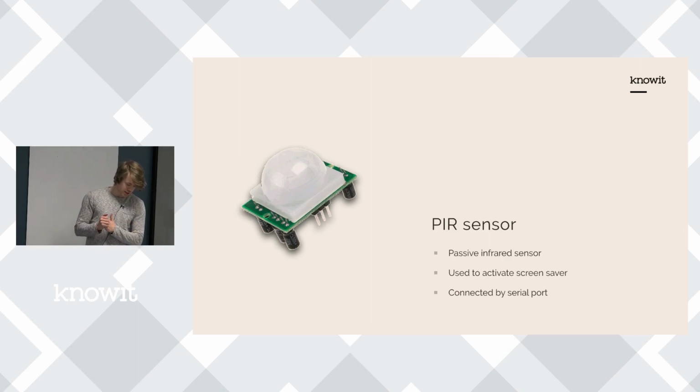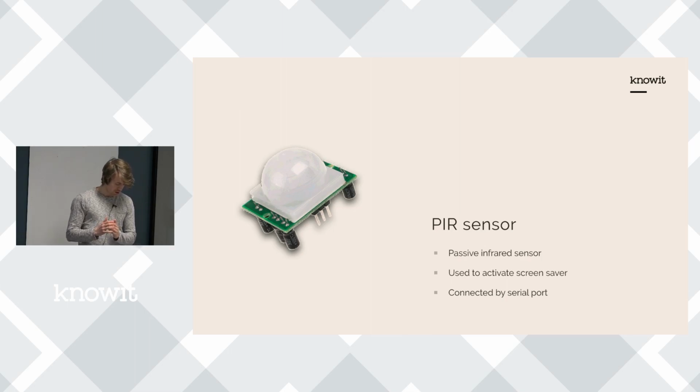So let's first look at our PIR sensor. PIR stands for passive infrared sensor, and is used to detect infrared light radiating from objects in its field of view. So if someone stands in this field of view, it should be able to detect the infrared light radiating from that person.